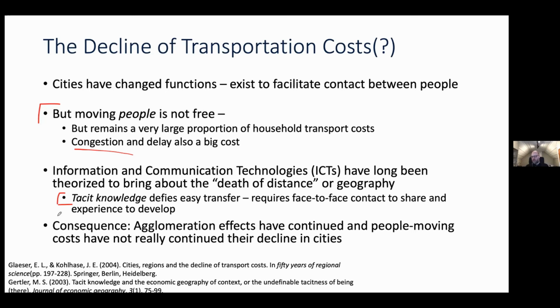And if they require face-to-face meeting, there's still going to be pull effects that are going to pull those activities so that they stay in cities. And that's going to require people to travel to those locations to meet face-to-face. So we still have not seen the death of distance that was predicted when fax machines came on the scene. Geography still matters. It's just, for some activities, it now matters less. But we still have agglomeration effects that continue. People moving costs have not really continued their decline in cities. Cities don't appear to be going anywhere.